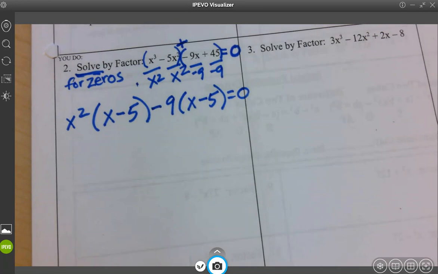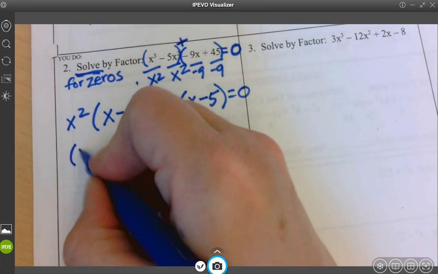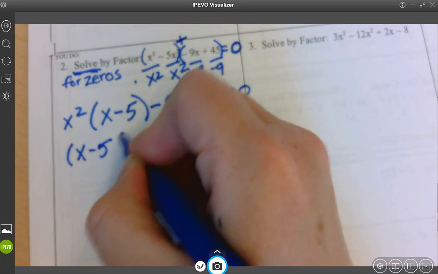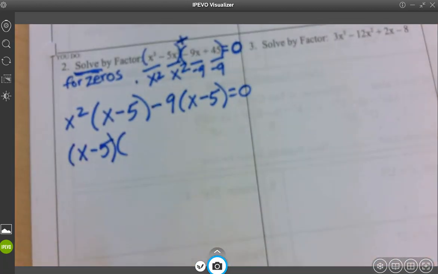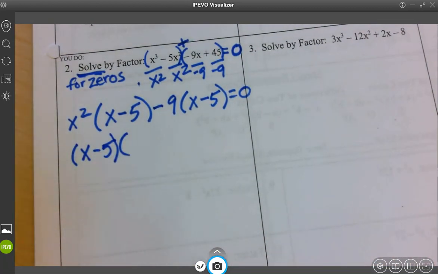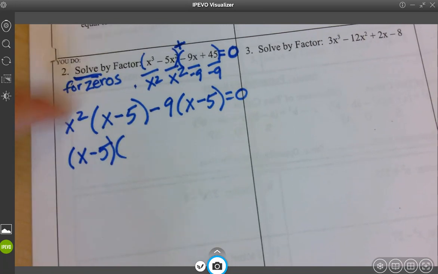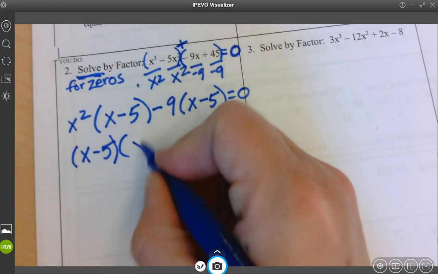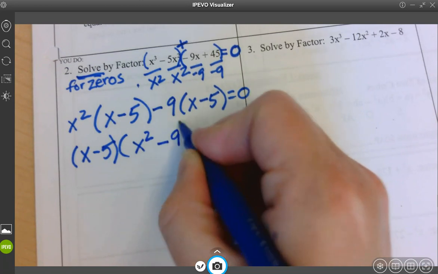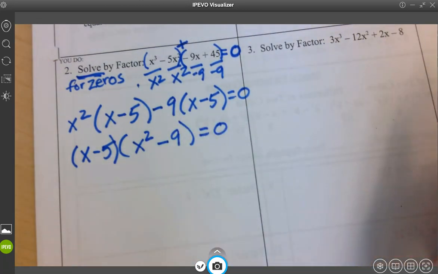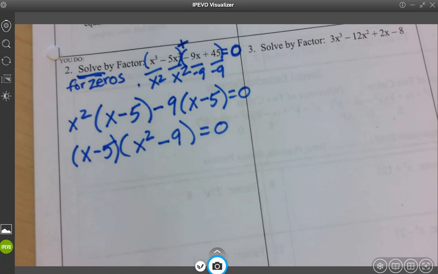All right, then just like before, we'll take this inside factor, x minus 5, and we'll think, okay, what is x minus 5 multiplied by? It's multiplied by the x squared and by the minus 9. All right. Who thinks we did it? We're done factoring. Okay. Who thinks that there's more we could do?